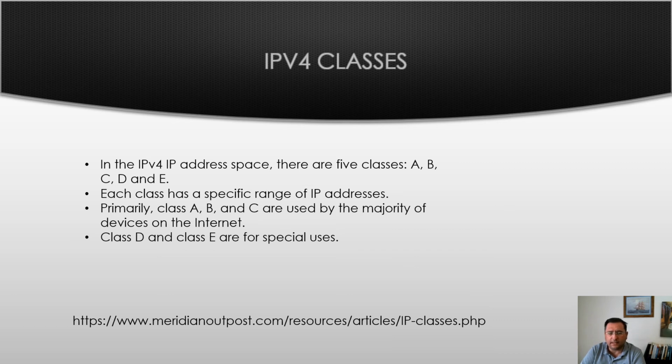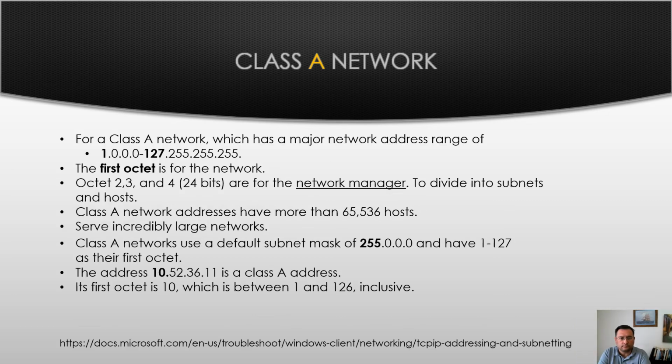So in the IPv4 address space, there are 5 classes, A, B, C, D, and E, and each class has a specific range of IP addresses, and ultimately this dictates the number of devices you can use on your network. Primarily, classes A, B, and C are used by the majority of the devices on the internet, and classes D and E are for other purposes.